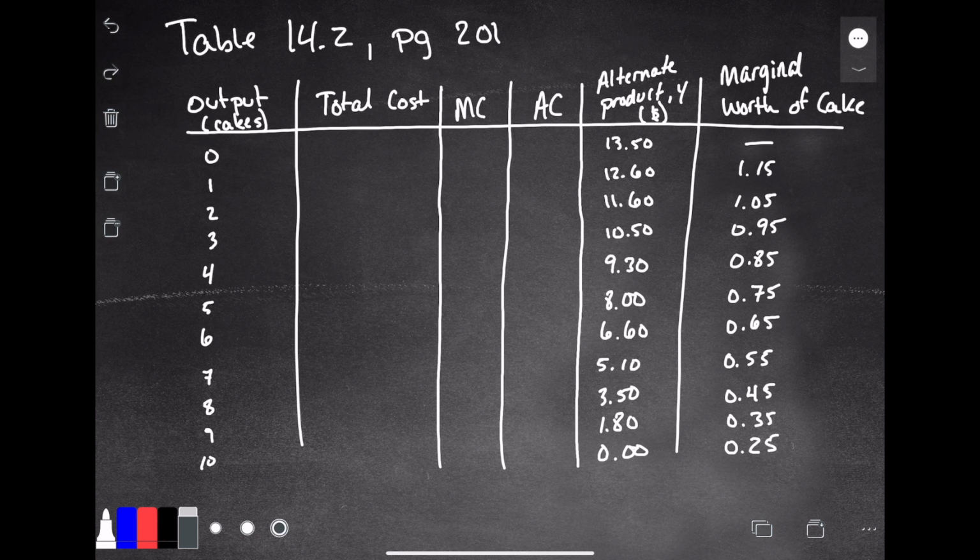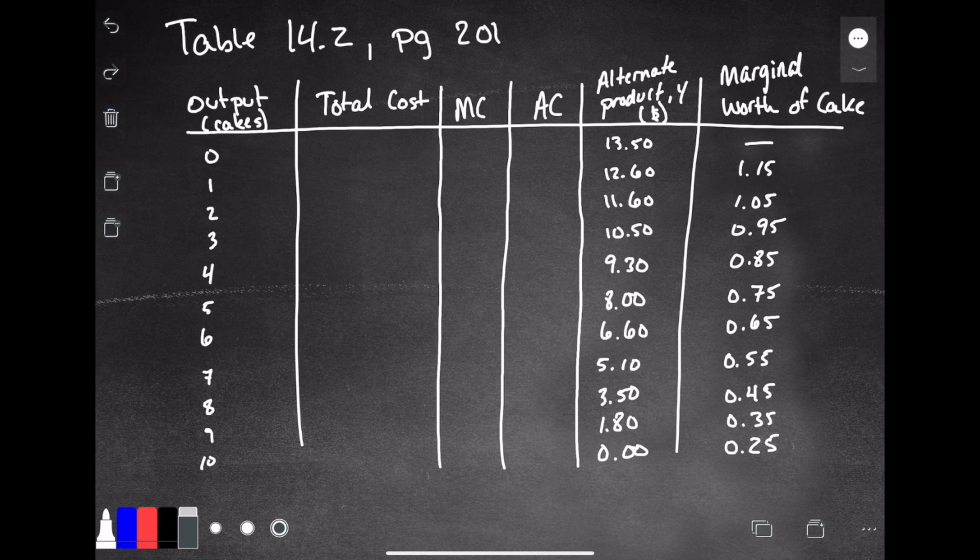Okay, and if they were to produce 1 cake, well, that would leave them enough time to produce $12.60 worth of whatever Y is. And then finally, this last column, the marginal worth of cake. What this column is showing us is how much that cake is worth. So in the case of the first cake, that first cake is worth $1.15 to, in this case, someone named Adam. Okay, and the second cake would be worth $1.05. The third cake would be worth 95 cents, and so on and so forth, right on down the line.